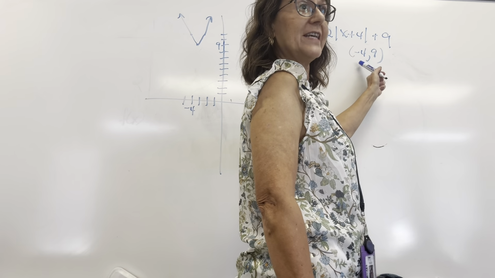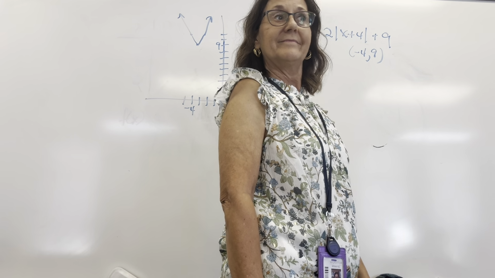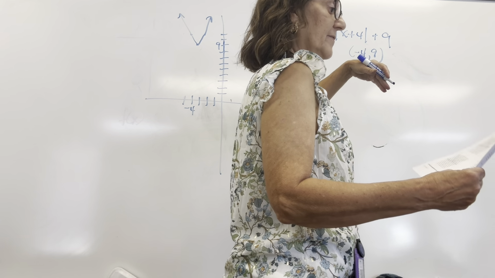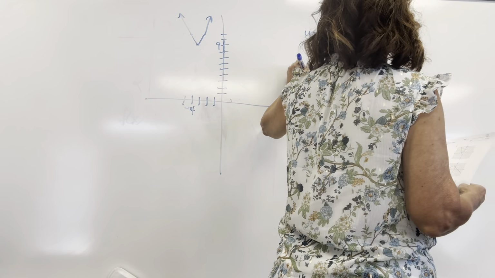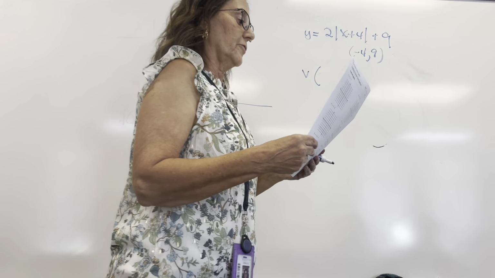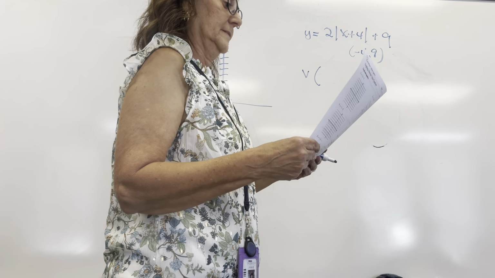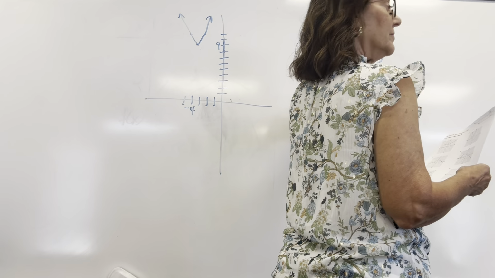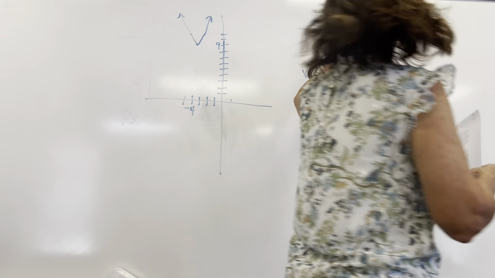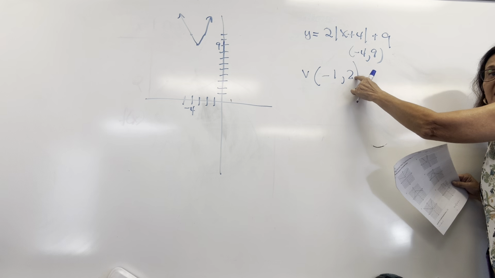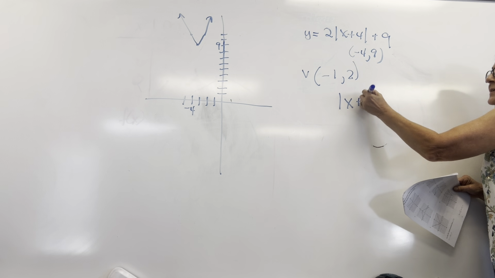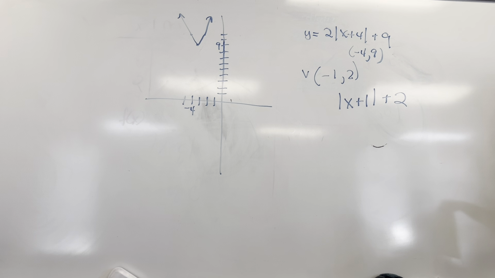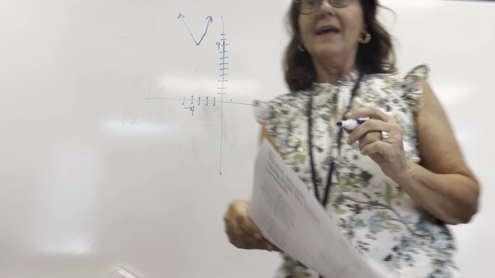Okay, if this is the vertex, and this is the slope, and it's a negative if it opens down, then look at number 1 on page 3. What is the vertex for number 1? -1, 2. Does everybody see that? -1, 2. Okay, so this is opposite, same. See how we got that? Has everybody got that?